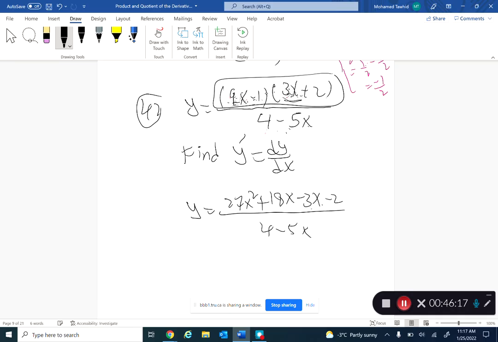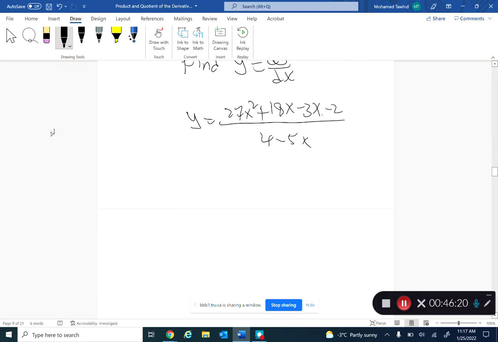So I just expand the bracket, because you try to avoid the product rule so that you can use only the quotient rule. Now we have 27x squared, and 18x minus 3x gives plus 15x, and minus 2, the whole thing divided by 4 minus 5x. That is your y. Now what did I change in the picture? You have one term, 27x squared plus 15x minus 2 divided by 4 minus 5x.